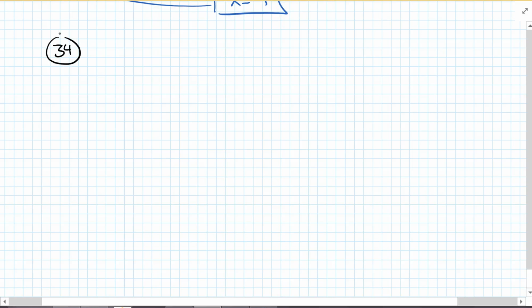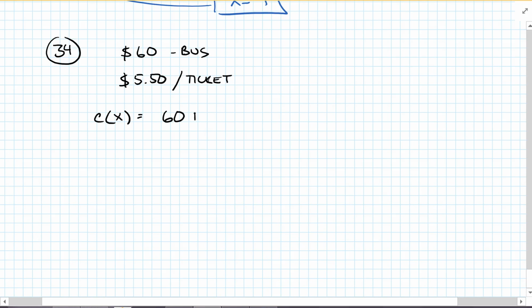You are planning a school field trip to a local theater. It costs $60 for the bus, and then it costs $5.50 per ticket. Write a function, C of x, to find the cost per student. Well, it's going to cost $60 regardless, plus each student has to buy a ticket at $5.50, so that'd be $5.50x. And to find the cost per student, we're just going to divide it by x. So that's part A.